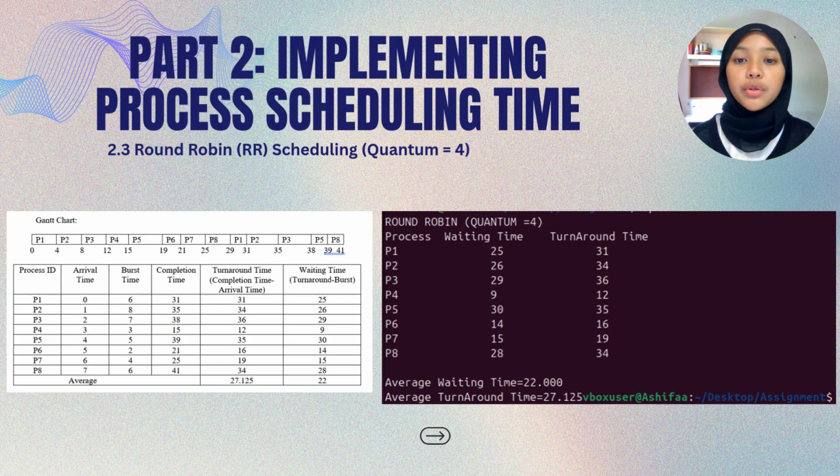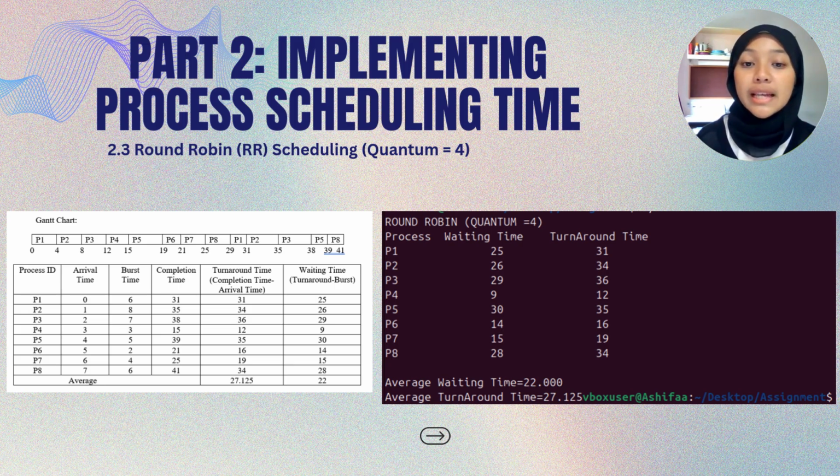For this slide, we use the round-robin scheduling algorithm with a time quantum of 4. Based on the Gantt chart, each process is given a maximum of 4 time units before the CPU switches to the next process. This allows processes to run in cyclic order instead of finishing in one turn.